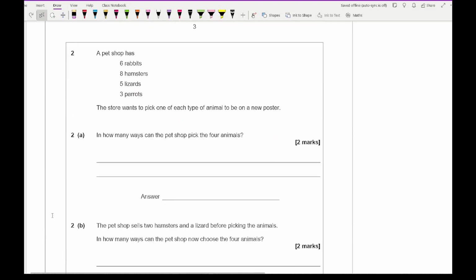Moving on to question 2, it says a pet shop has 6 rabbits, 8 hamsters, 5 lizards and 3 parrots. The store wants to pick one of each type of animal to be on the new poster. In how many ways can the pet shop pick the 4 animals? So again, we're going for the product rule of counting. So we multiply each of the number of options in each particular strand. So that's going to be 6 multiplied by 8 multiplied by 5 multiplied by 3, giving me an answer of 720.